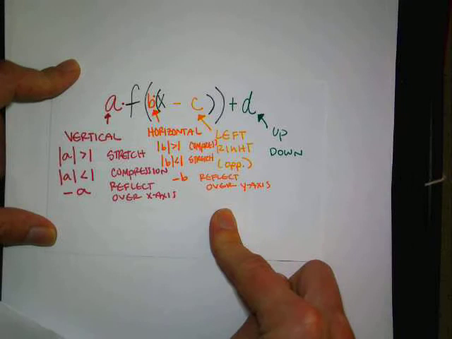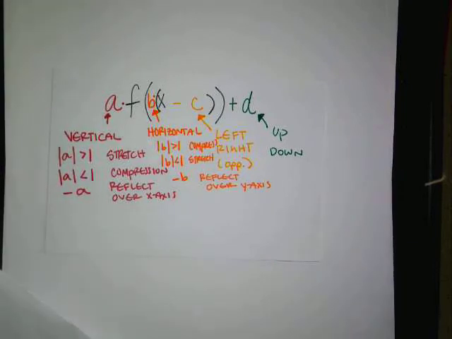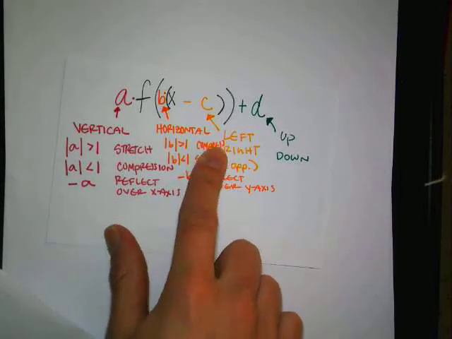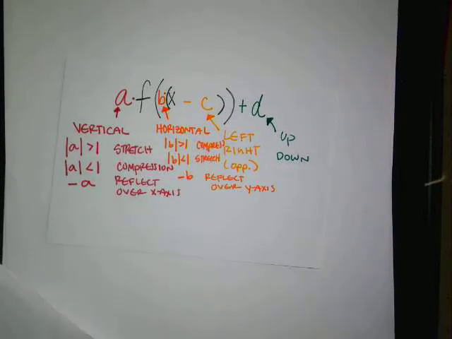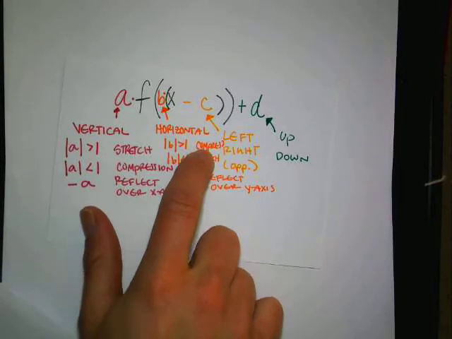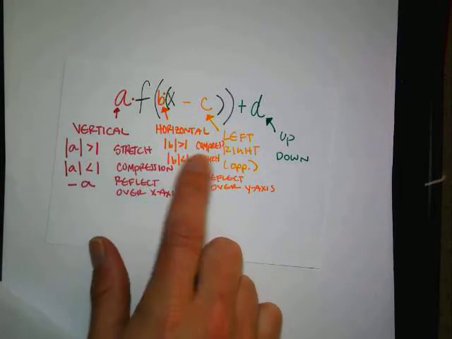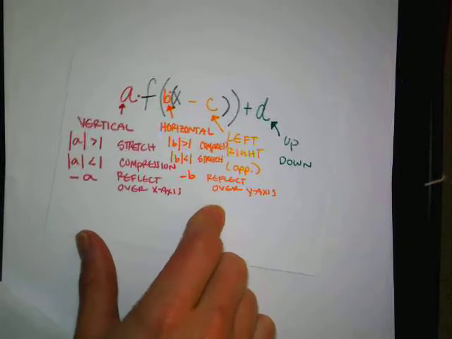For the inside, the horizontal, you have to think backwards. So everything is backwards on the inside, even the left and right. Because remember, if it's negative, you're going right. If it's positive, you're going left. So if you can remember that, that will help you a lot. Outside stuff is normal. Inside stuff is backwards. So if it's greater than 1, you're compressing on the inside. If it's less, you're stretching. And if it's negative, you reflect over the Y.